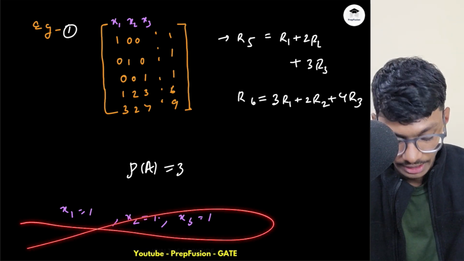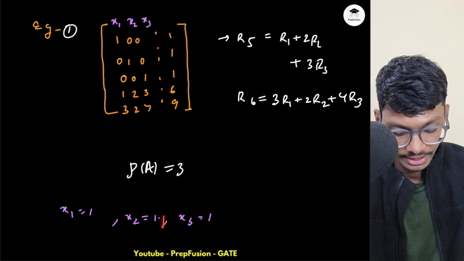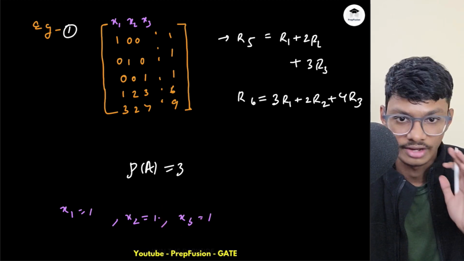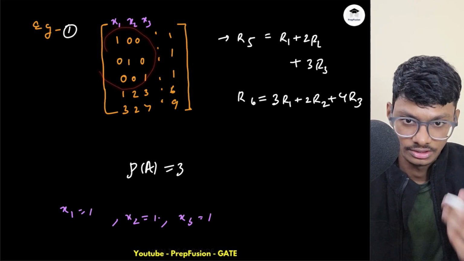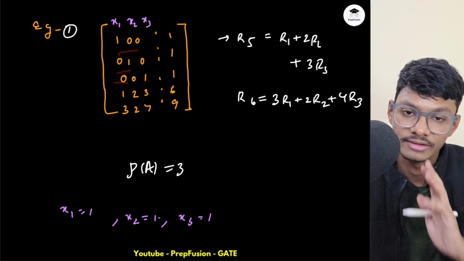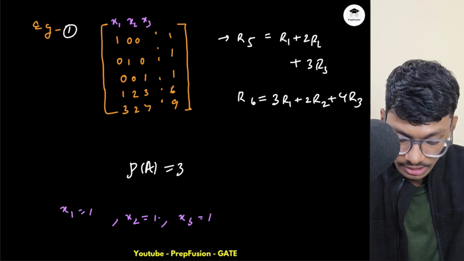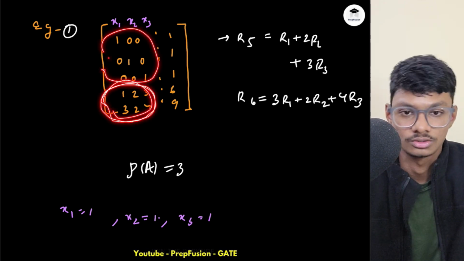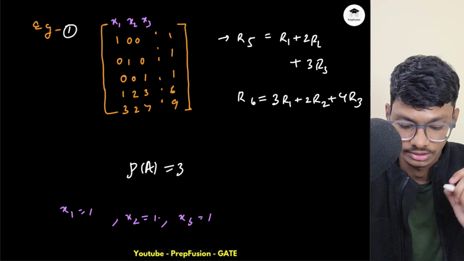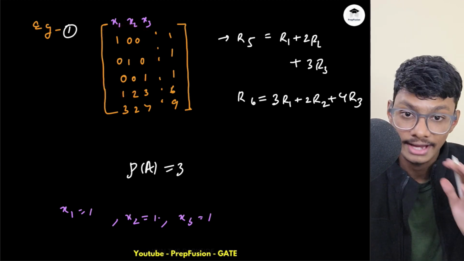Okay, I don't have any choice that I can choose x3 as anything. Even though I have chosen very simple numbers here, 1 0 0, 0 1 0, 0 0 1, even if you choose something else, I can always reproduce these two rows with the help of these 3 rows. That's why the rank at max can be 3 here.